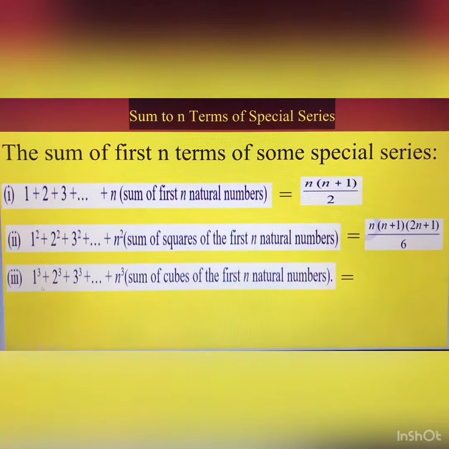And if the series is given in this form, that is 1 cube plus 2 cube plus 3 cube plus up to n cube, meaning the sum of cubes of the first n natural numbers, so we will use this formula: [n(n+1)/2] whole square, means the square of the sum of the first n natural numbers. When you square this whole thing, you will get the sum of cubes of the first n natural numbers.